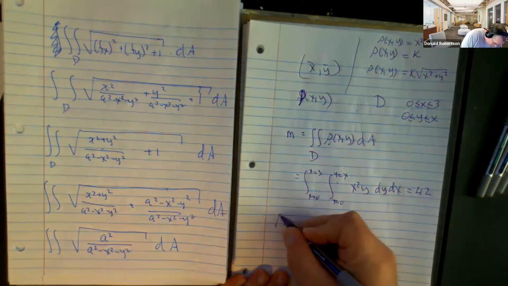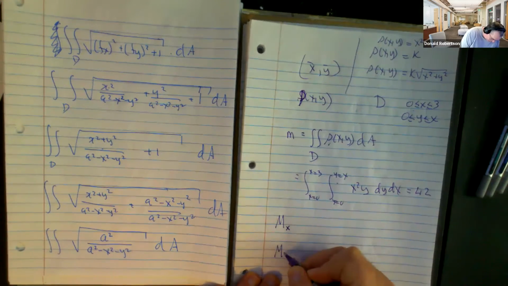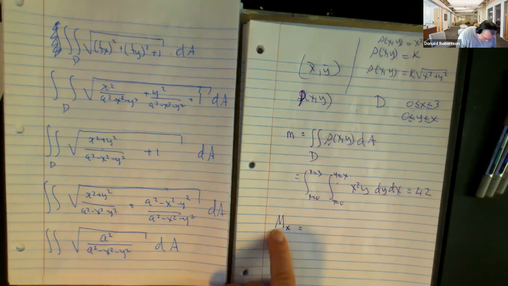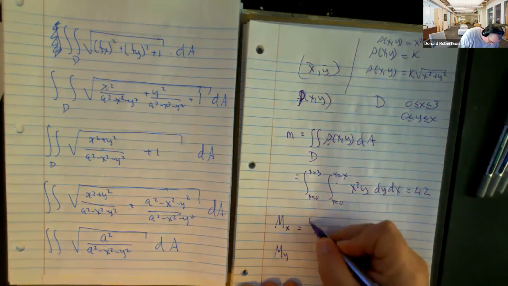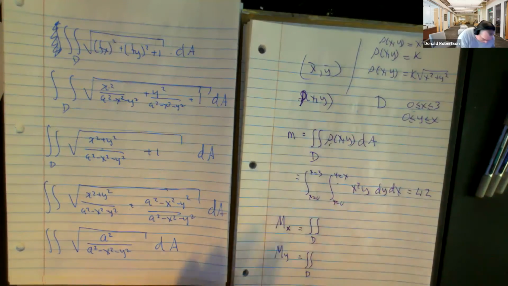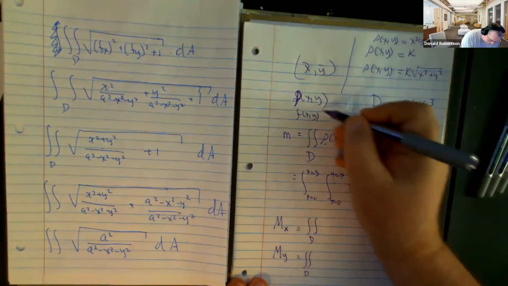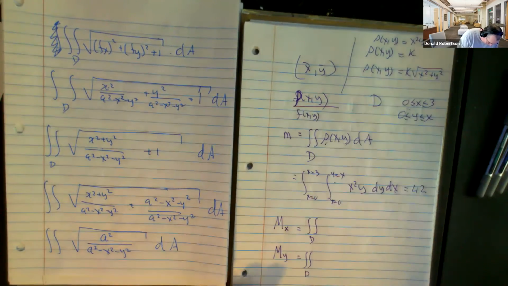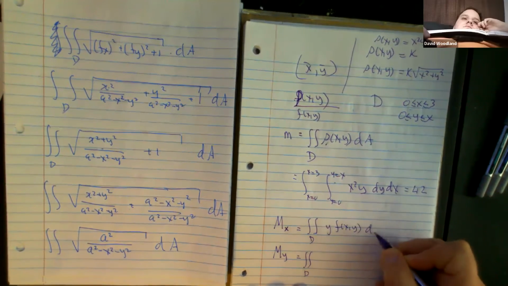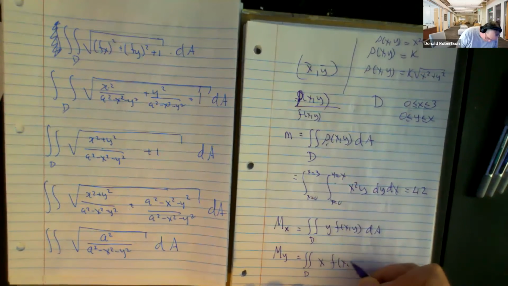Now, you then go on and you find what these guys are called the moments. Right? You get the moment of x and the moment of y. And these are double integrals over the same region. And then you can bring in your function f of xy. And for this guy, it's y times f of xy. And for this guy, it's x times f of xy.